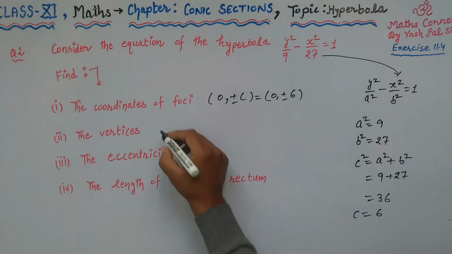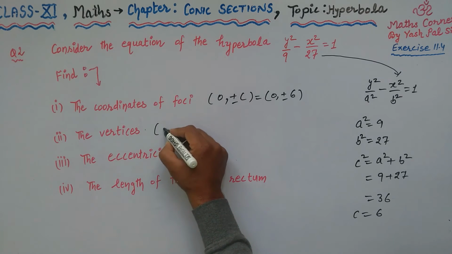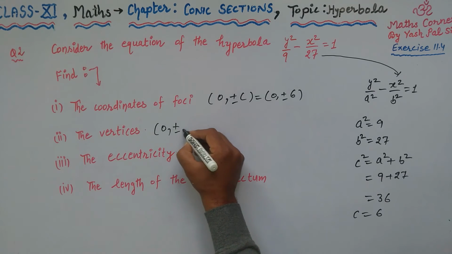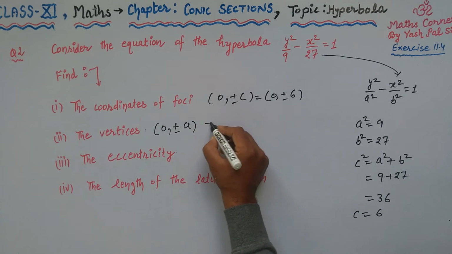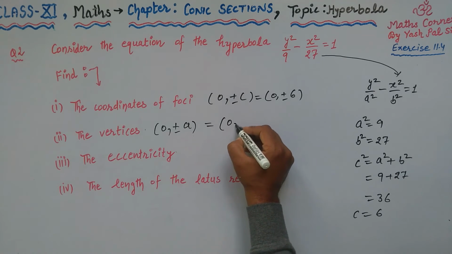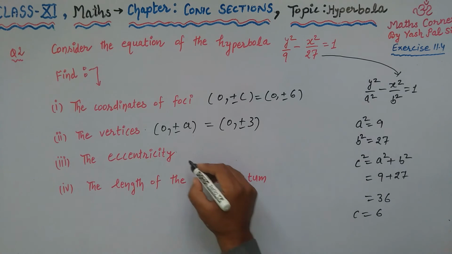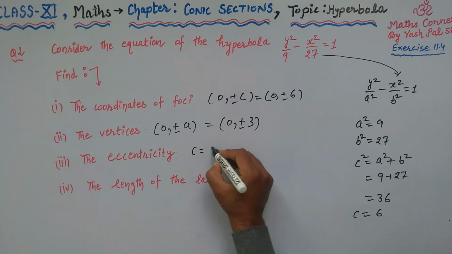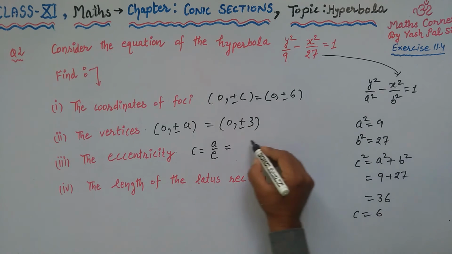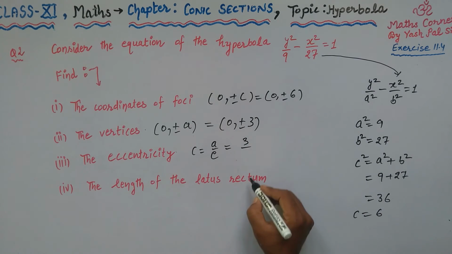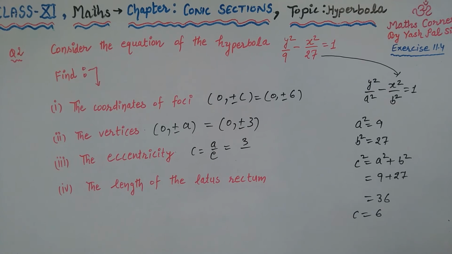And what are the vertices? What we are seeing here? 0 comma plus minus a. Okay, and they become here 0 comma plus minus 3, right? Eccentricity e is equal to c upon a. So here what is a? This is 3. Upon what is c? Now we have the difference.